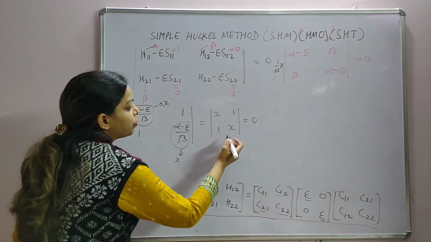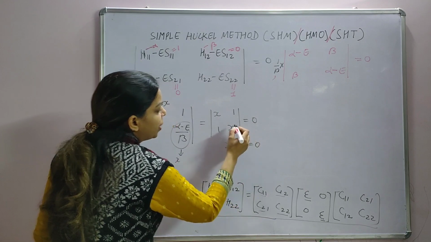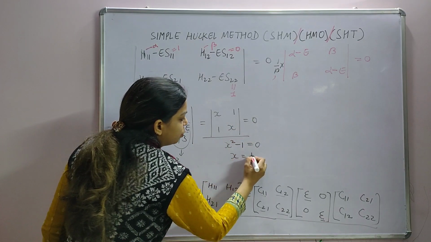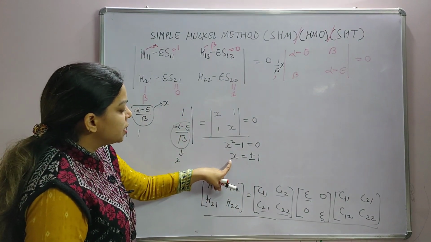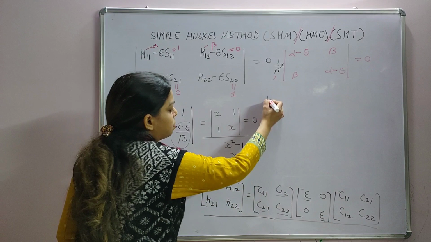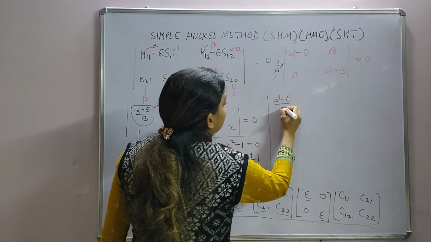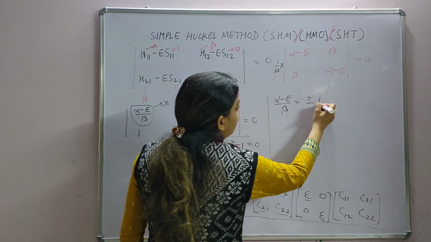So x square minus 1 is equal to 0 when I solve this determinant. It means x is equal to plus minus 1. So when I have x equal to plus minus 1, I can substitute the value. I have (alpha minus E) upon beta is equal to plus minus 1.